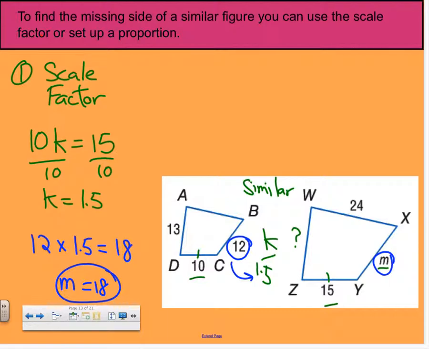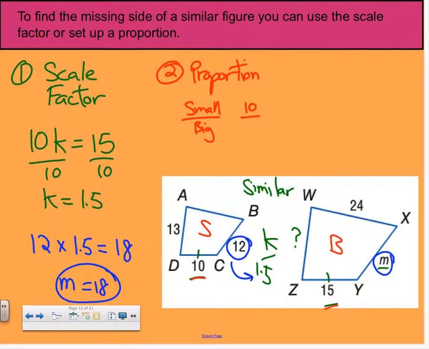You probably will be more familiar with it, because the second way is that we're going to set up a proportion. We need two equal ratios. We're going to start off with two corresponding sides that we already know, so that would be 10 and 15. Let's just go small over big. Is everybody good with that? So 10 would be part of the small one, so that's going to go on top. 15 would be part of the big, so that's the bottom.